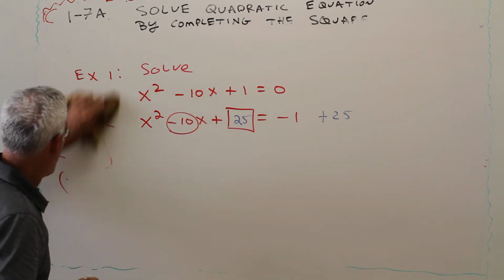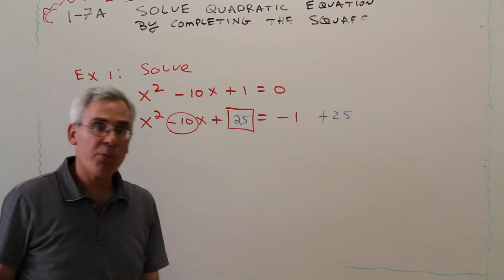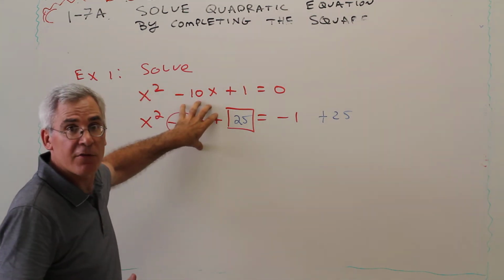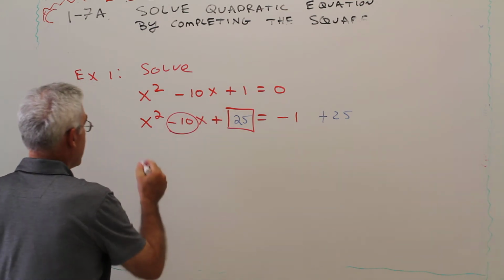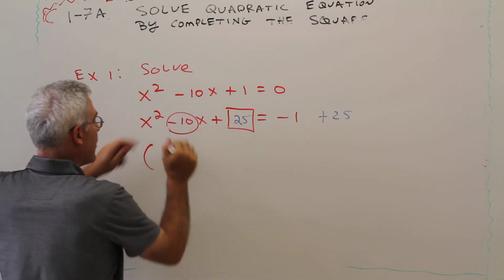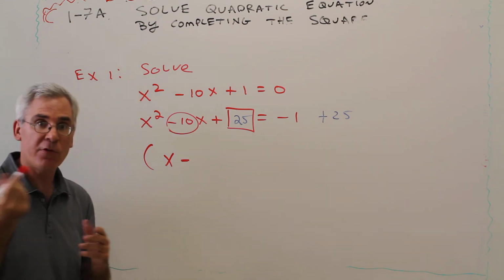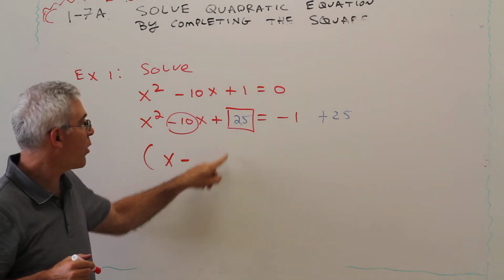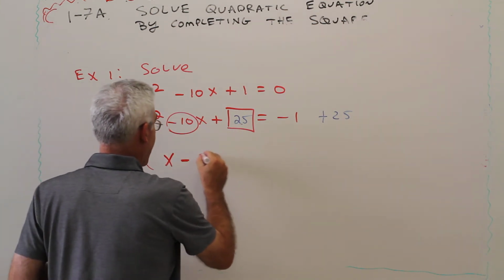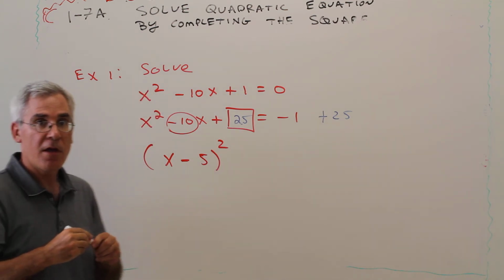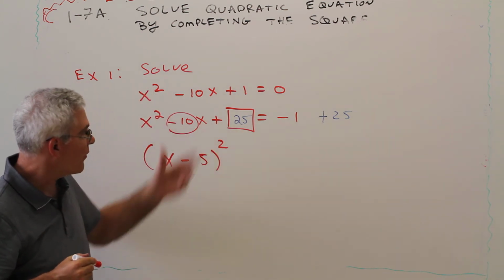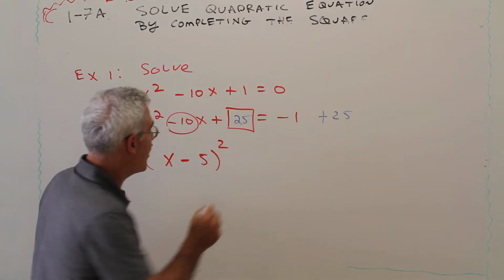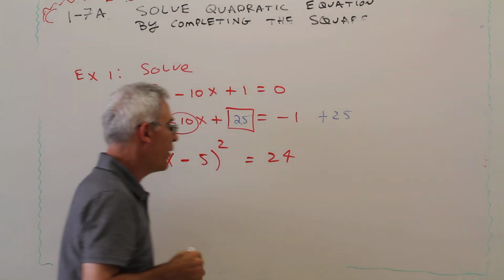Okay, once I've done that step, I'm back to a previous lesson where we've solved by taking square roots. I can now write this as the square of a binomial. x minus, and now there's two ways of doing it, either half of that or square root of that. Either way, it's x minus 5 squared. If you're unsure, you could FOIL this out and check to see you get that same perfect square trinomial. So x minus 5 squared equals 24.